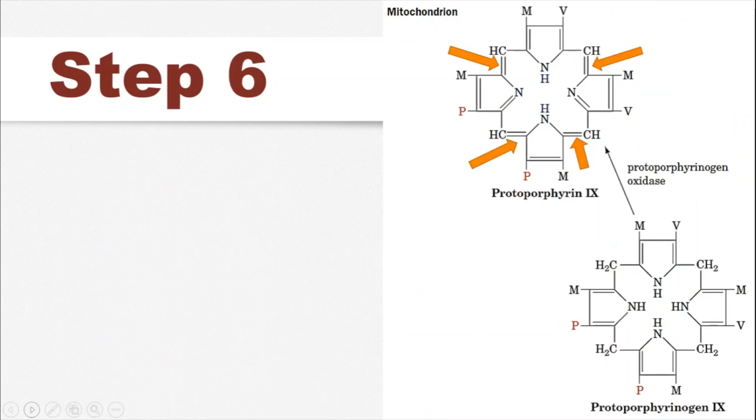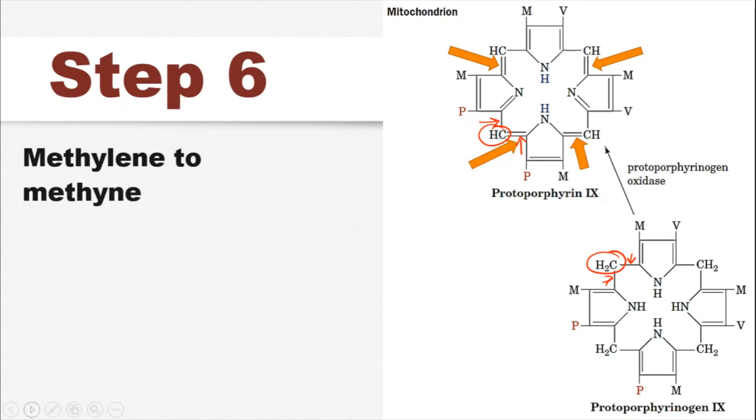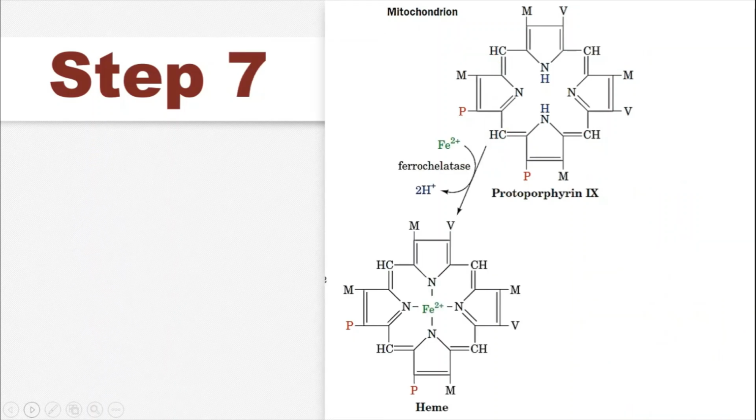The next step is that protoporphyrinogen 9, with the help of protoporphyrinogen oxidase, converts into protoporphyrin 9. Look at this diagram very carefully. Here the linkage is with a CH2 group and both sides they are single bonds. Now look at the product. Here the group is CH, the connector, and one is a double bond and another is a single bond. So in scientific language, the methylene linkage converted into methine linkage.